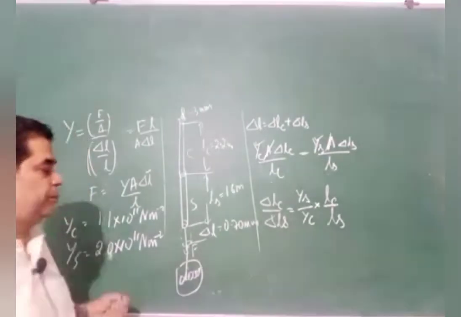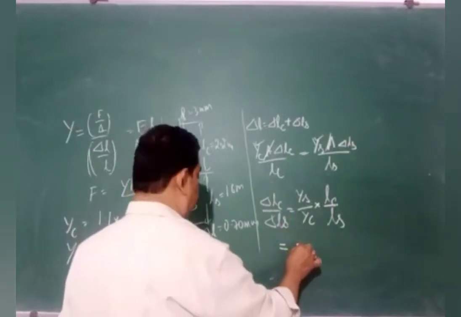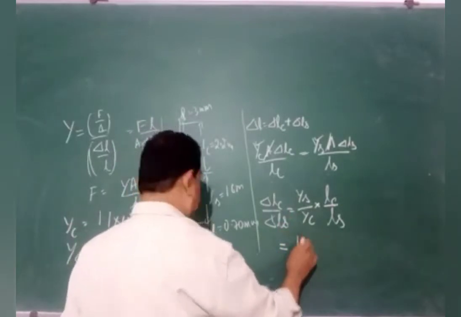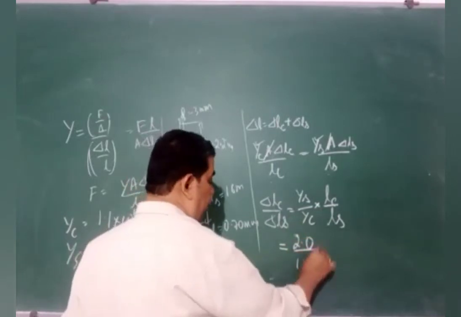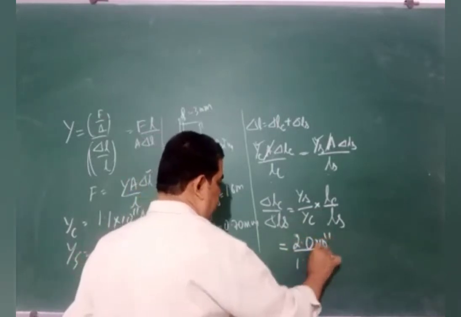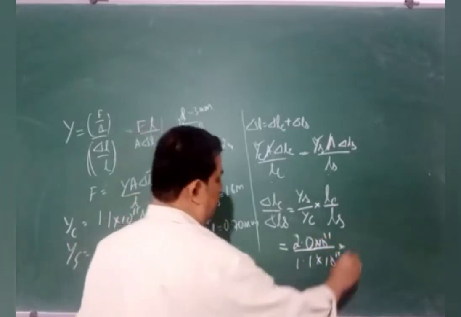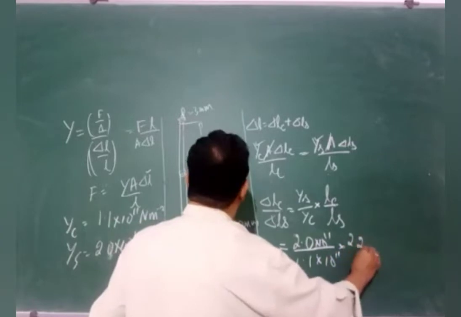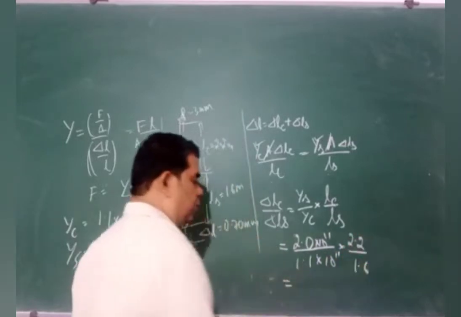We substitute everything. YS, 1.1 only I write. YS, 2.0 only I write. 10 raised to 11 cancels. 1.1. If you want, you can write one step. Nothing to worry. What is LC? LC is 2.2. This is 1.6. Simplify this. How much do you get?